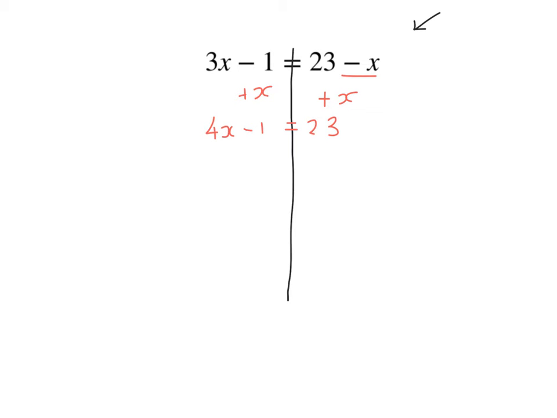Now I've got back to a simple equation that I know what to do. Say it out loud: 4x take away 1. The last thing I did was take away 1, so now I need to add 1 to both sides. 4x is equal to 24. I want to know what x is. 4x means 4 times x, so I need to do the opposite and divide by 4. 24 divided by 4 is 6, so x is 6.